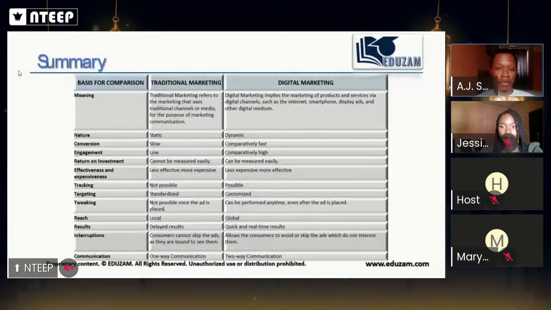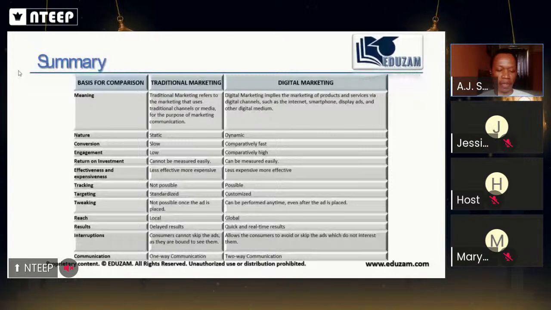Reach is local when it comes to the traditional way of marketing, just where the TV station or the media can reach. But digital marketing is dynamic, and so you can reach a wider audience. We mentioned this before, it's global because the internet world is connected. It's a global village, as the wise people say. And then results are delayed when it comes to the traditional way of marketing, but for digital marketing, results are quick and in real time. Run an advert now, and in the next 30 minutes to 1 hour, you can start checking how people are engaging with it. That doesn't work with the traditional way of marketing.